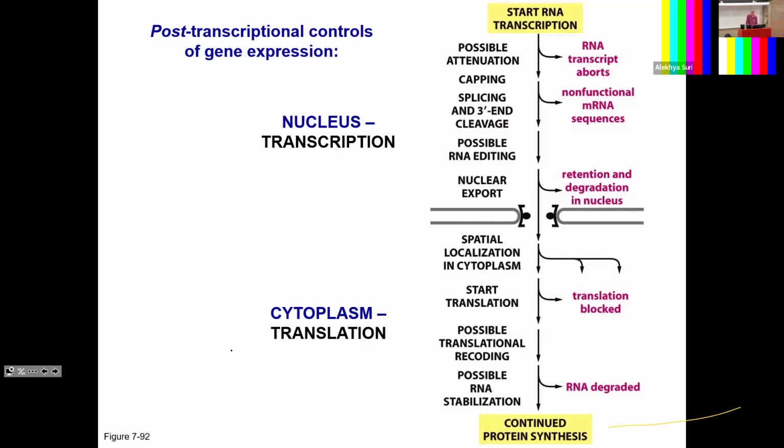Non-functional mRNA could be degraded. There are numerous steps that need to occur in eukaryotic cells before the mRNA leaves the nucleus. For example, capping is a structure that will be modified at the beginning of the messenger RNA. It's called the 5' end. That's where the ribosome will bind.